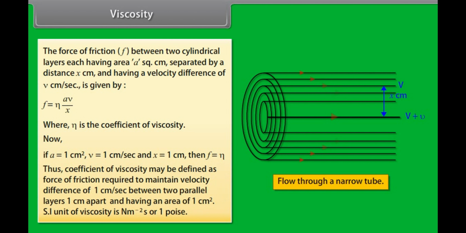Thus, coefficient of viscosity may be defined as force of friction required to maintain velocity difference of 1 centimeter per second between two parallel layers 1 centimeter apart and having an area of 1 centimeter square. SI unit of viscosity is Newton per meter square second or 1 poise.